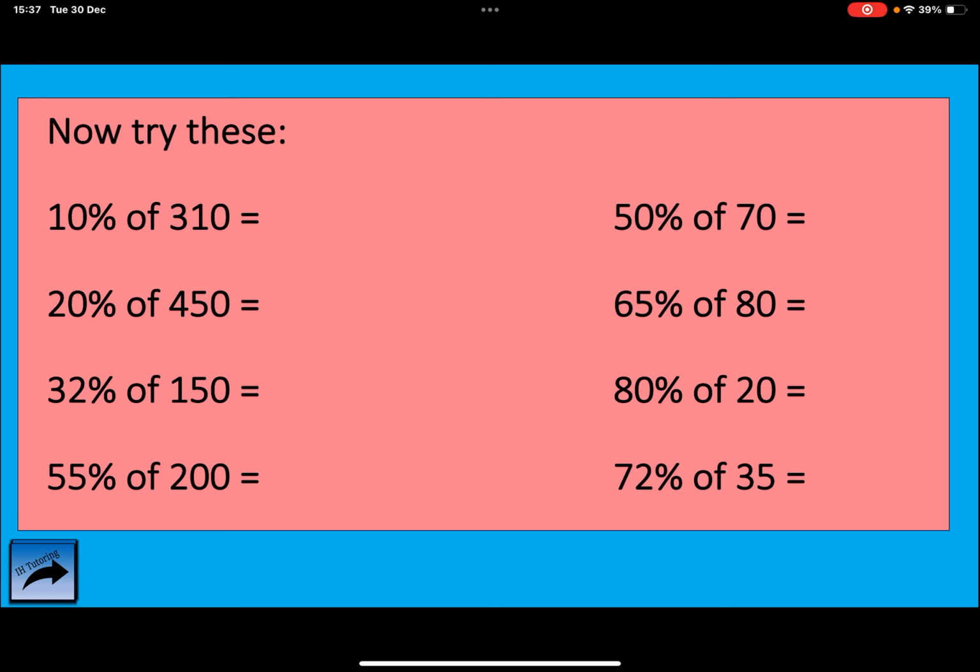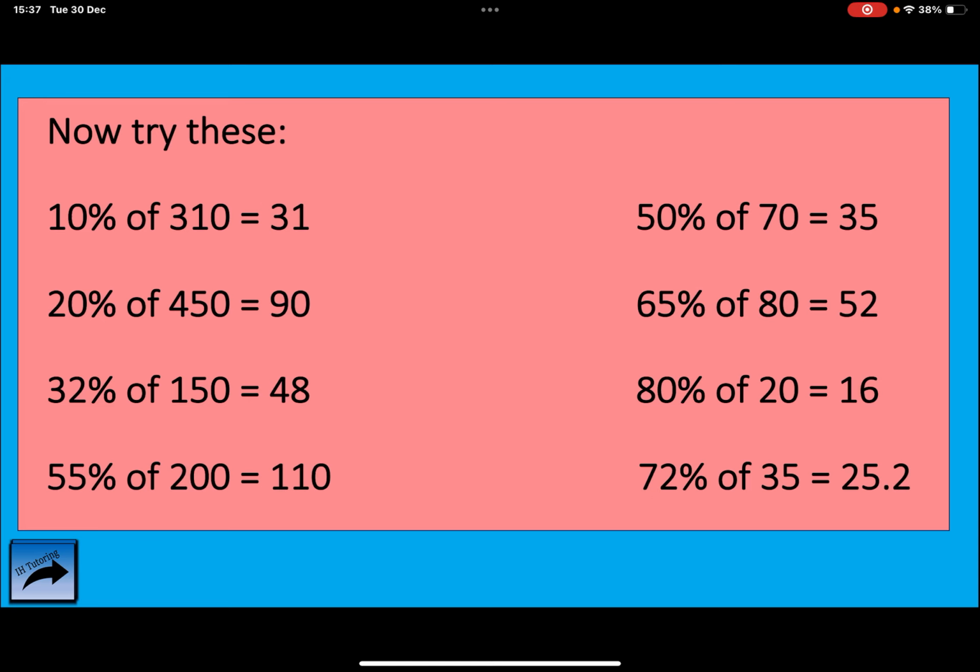Okay, pause the video now and have a go at these percentages that are on the screen now in front of you. Okay, the answers are going to be coming up. There we go. So 10% of 310, we can work that out mentally in our heads. Just divide by 10 gives us 31. And then we're going all the way down to 72% of 35 equal to 25.2, so including some decimals.